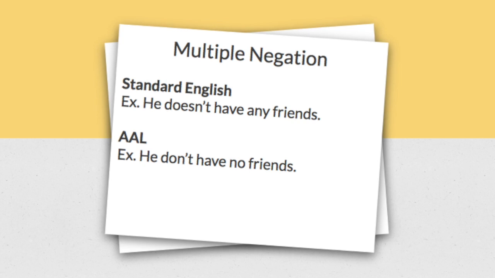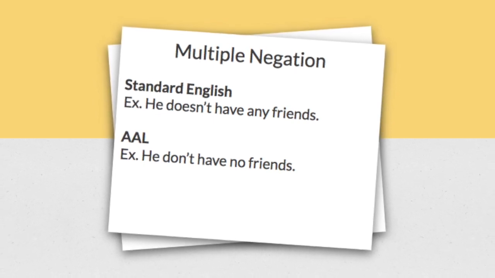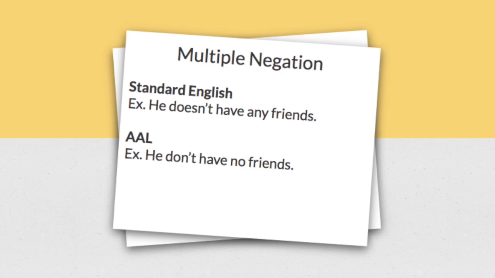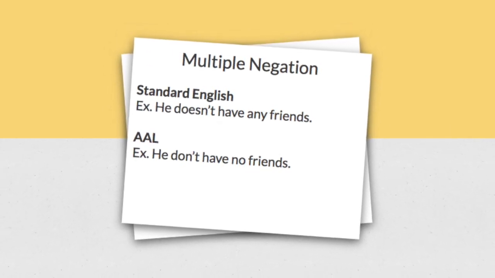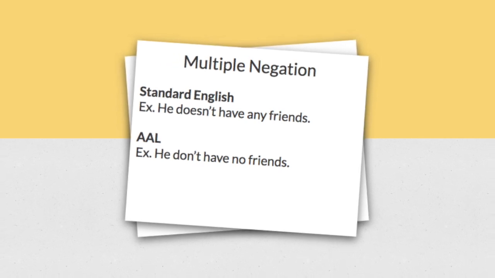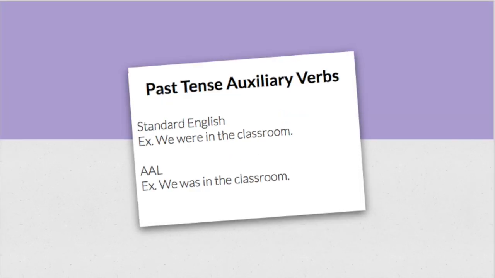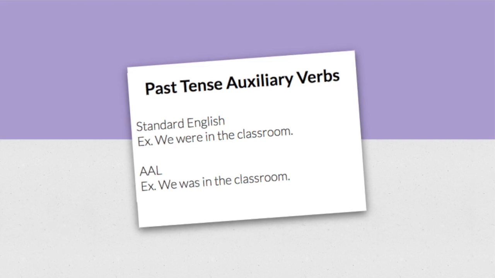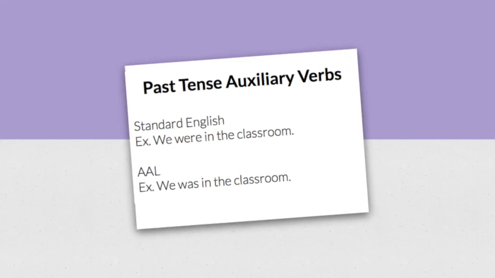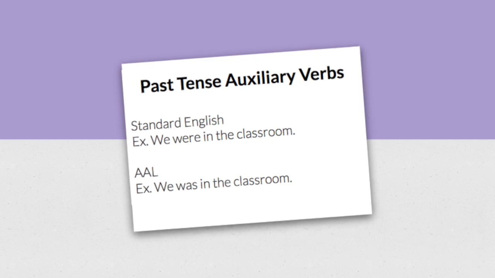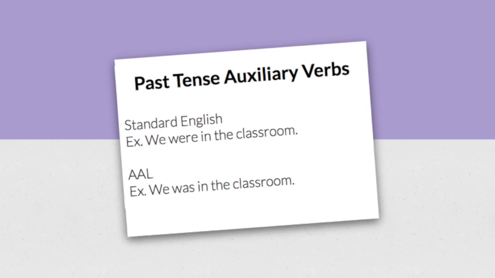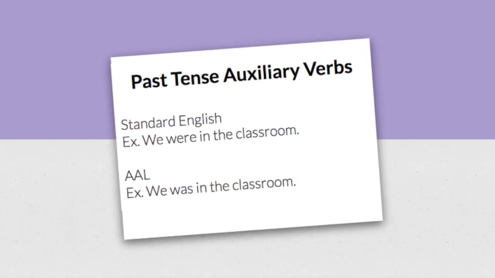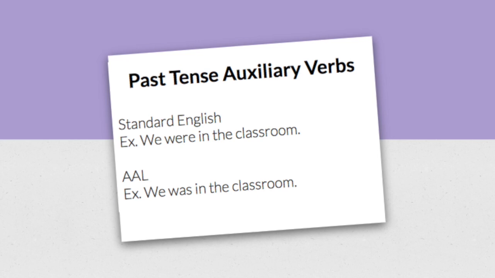Some characteristics of AAL are multiple negation. For example, in standard English, one might say, "He doesn't have any friends," while in AAL, one might say, "He don't have no friends." Another characteristic of AAL is the use of past tense auxiliary verbs. For example, in standard English, one might say, "We were in the classroom," while in AAL, one might say, "We was in the classroom."